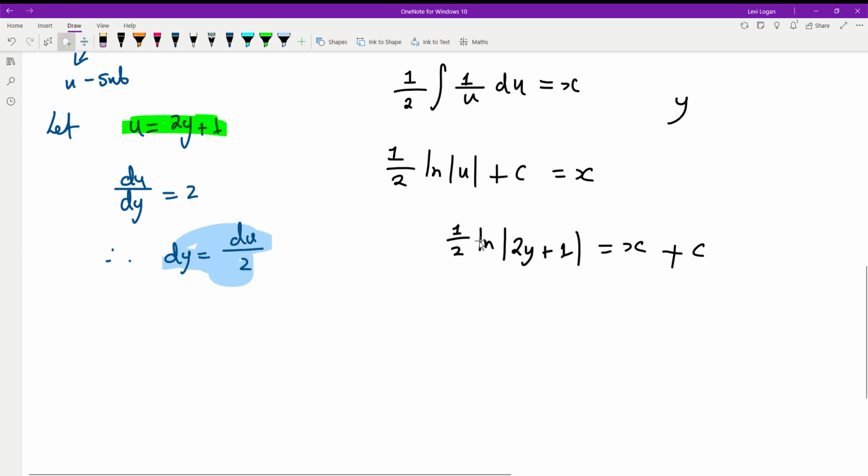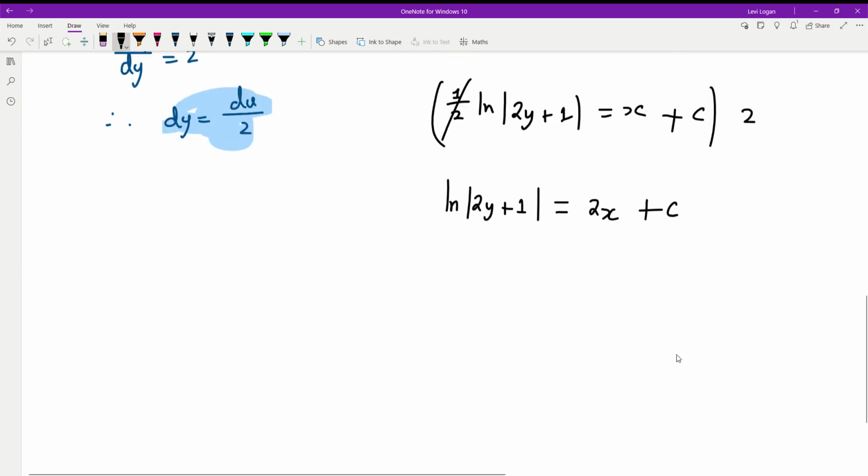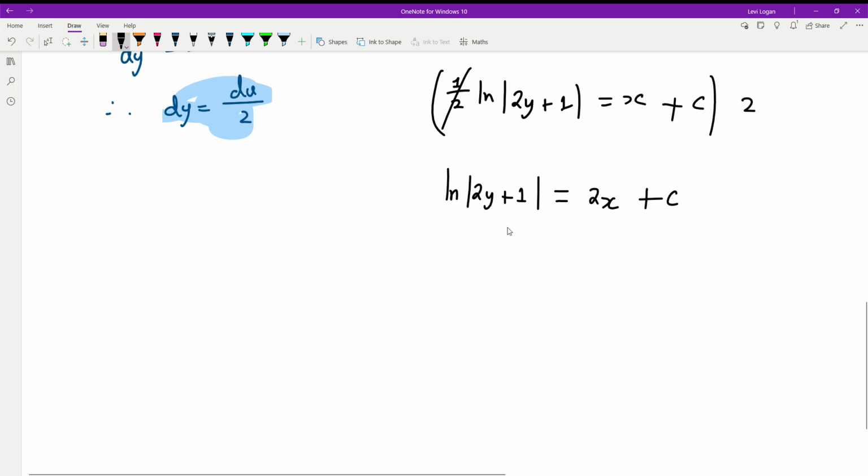Okay, moving that there, timesing both sides by 2 to undo that half there, so we get natural log of 2y plus 1 is equal to 2x, and then I'm still going to write a plus c because that's still just another constant. Then I'm going to rewrite it in terms of exponential, so this side will be 2y plus 1 is equal to e to the power of 2x plus c.